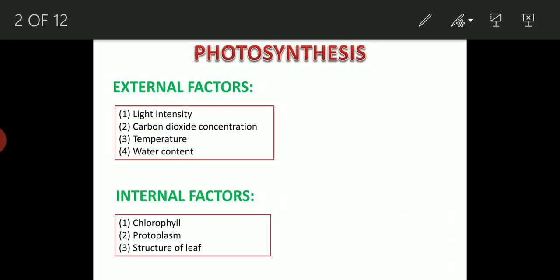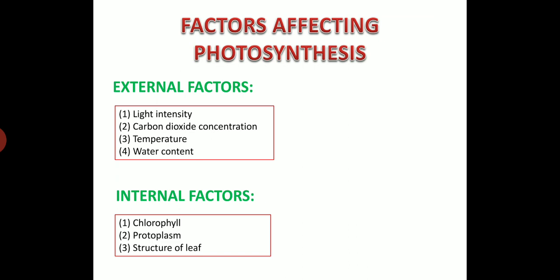In this video, we will learn about the factors that affect photosynthesis. Now, there are two types of factors. One are the external factors and another are the internal factors. External factors are those factors which are actually present in the environment. That means they are not present inside the plants. Those are the factors which are present exterior to the plants, right? And internal factors are those factors which are actually present inside the plants.